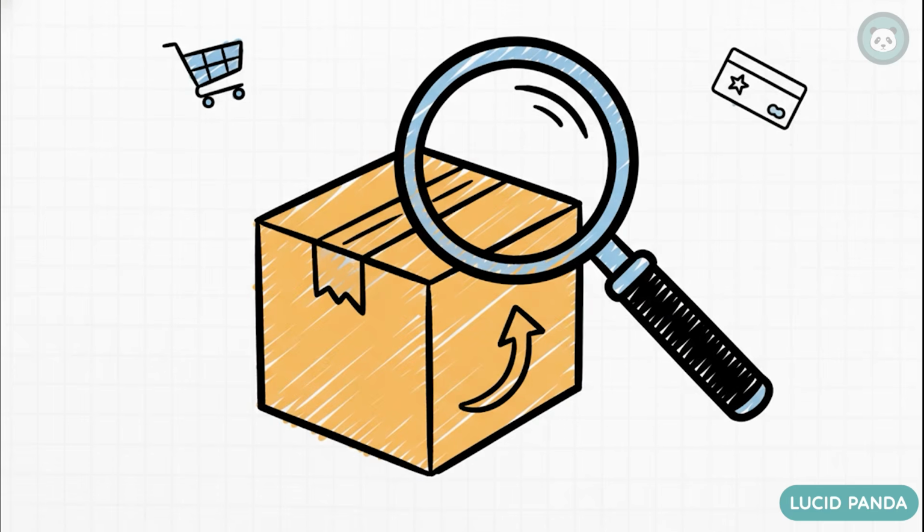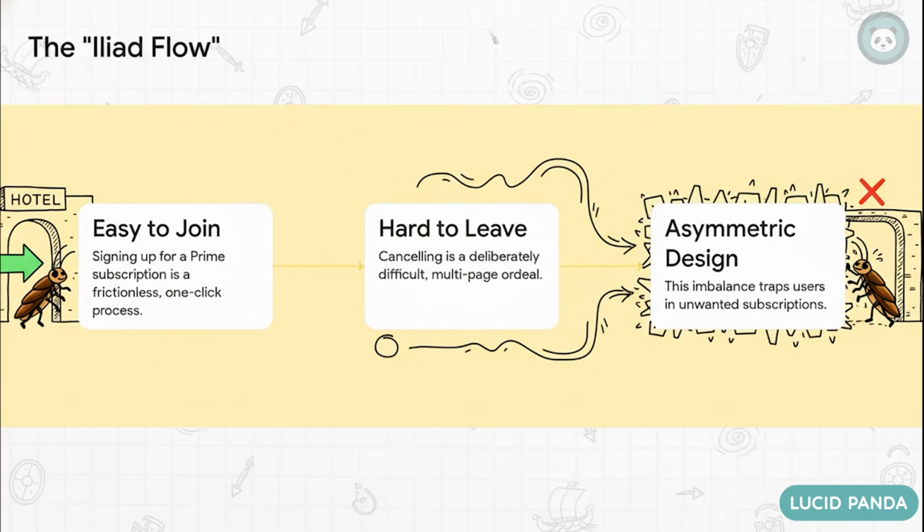To really see how this works in practice, we can just look at a really high-profile case that involved Amazon's Prime subscription service. The Federal Trade Commission alleged that Amazon used a classic dark pattern known as the Roach Motel. Super easy to get in, but incredibly hard to get out. Signing up for Prime was almost frictionless. Sometimes it was just one click. But canceling? That was a deliberately difficult multi-step process.